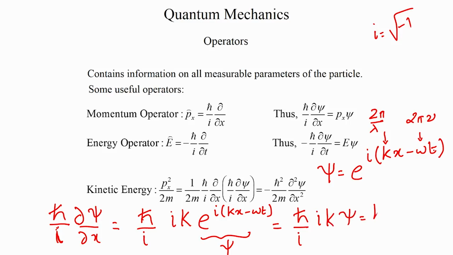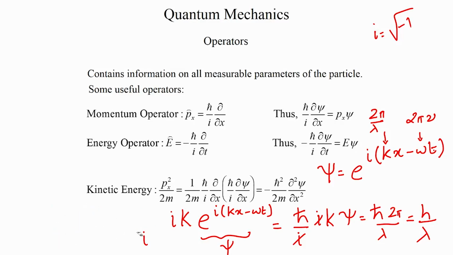which is h bar. You can cancel the i here, and k is nothing but 2 pi by lambda. So it is h bar into 2 pi by lambda, which is equal to h by lambda, which is nothing but the momentum of the particle. So we have checked for ourselves that this seems to be yielding the momentum of the particle in the x direction. Now let us look at the energy operator. Let us use the same kind of argument with this particular wave function, and let us look at the energy.